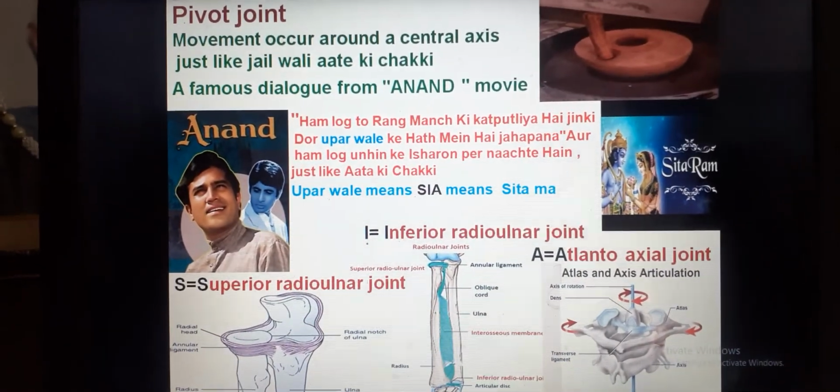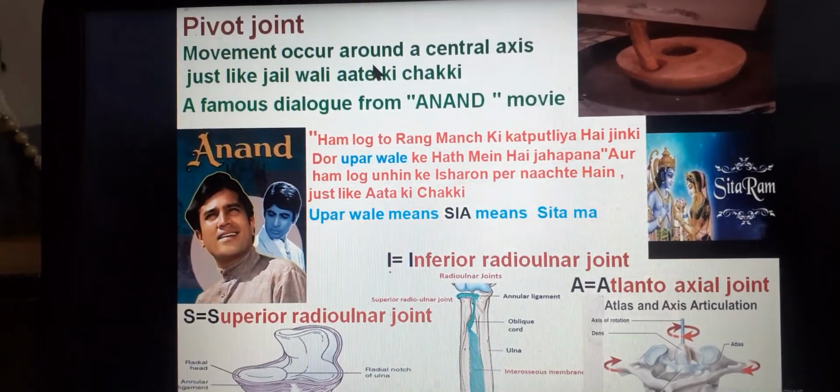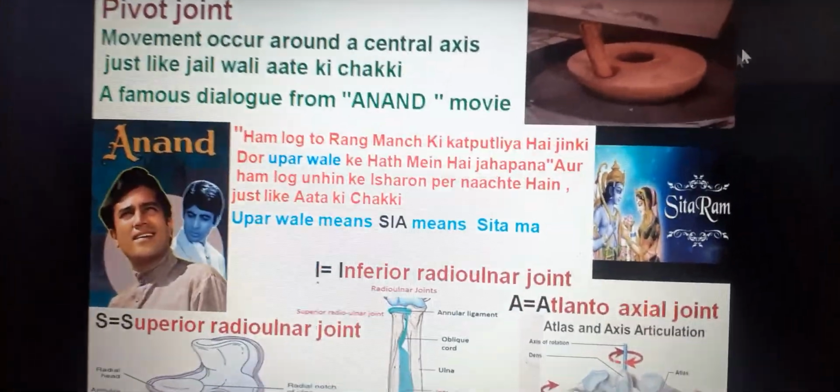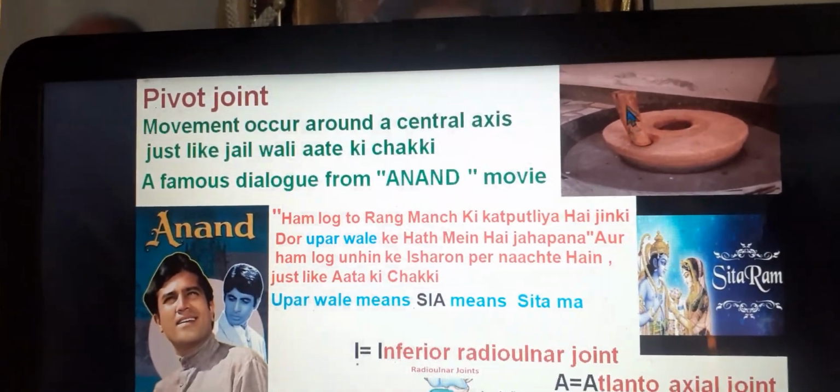Now coming to pivot joint. Here the movement occurs around a central axis, just like jail wale aante ki chakki. This is jail wale aante ki chakki, and around a central axis the movement occurs.